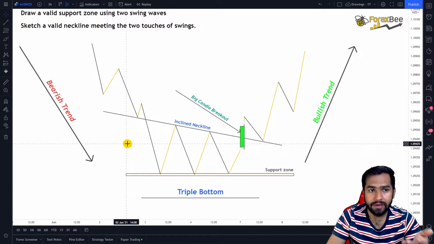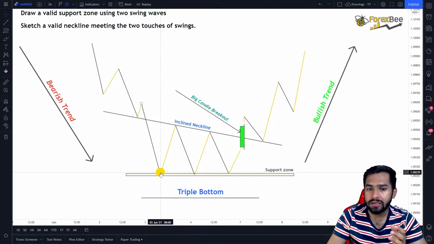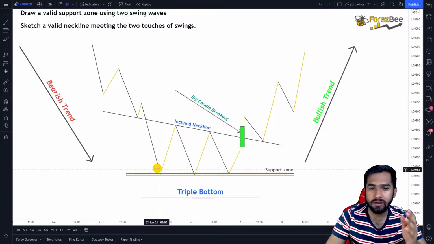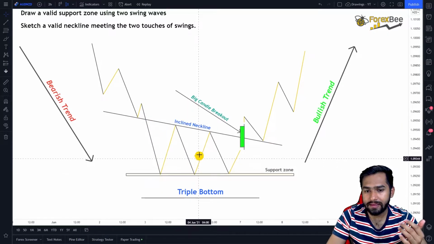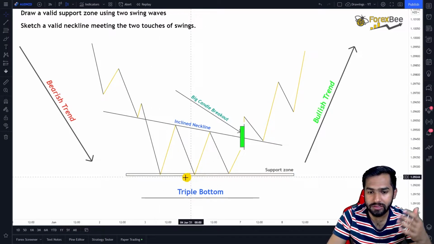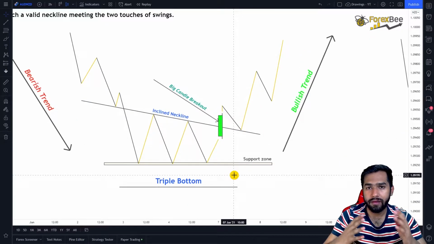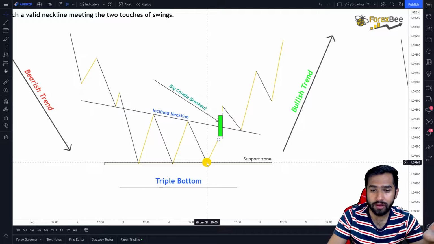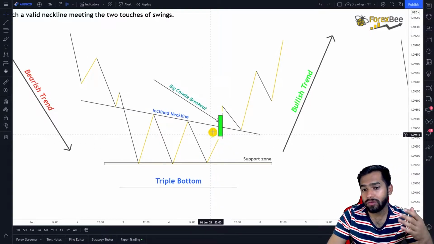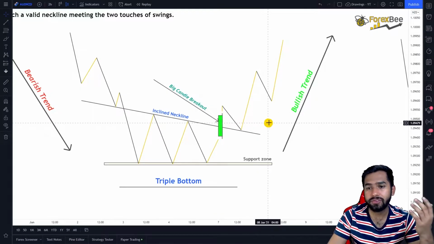Now the third point is catch a neckline meeting the two touches of the swing. In this case, the touches of these swings are the highs of these swings. So this is the first swing here, and then this is the second swing. This is the support level that we have drawn, and then this is the neckline. And after that, on the third touch, you can see that price bounces back from this support again, and on the third touch of the neckline, the price breaks out, and after that the bullish trend starts.